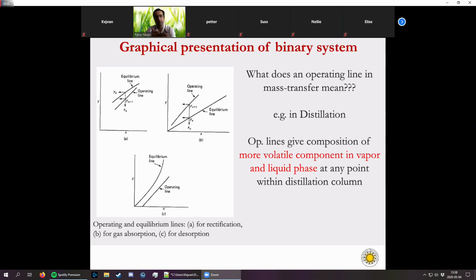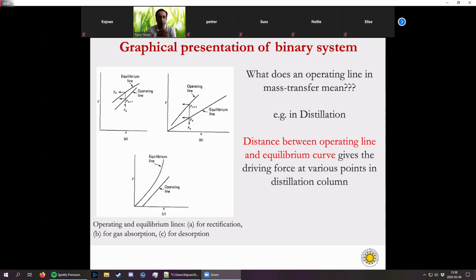And similarly, we can also show the operating lines for the less volatile component as well. But mostly we work with one component, and that we use as the more volatile component, right? So one important thing is understanding the driving forces within distillation, or in gas absorption, in leaching, or in many types of equilibrium stage systems.